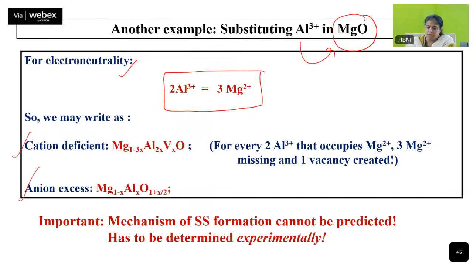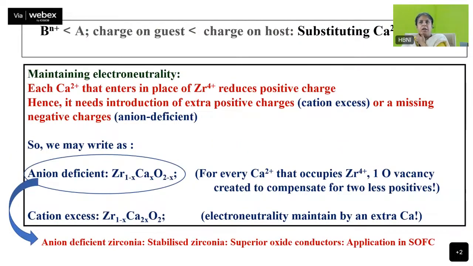anion excess. All right. Now the second thing, if the charge on the B is less than A. Till now we were talking about the charge of the guest, that is the incoming ion, being more. If it is less, for example, you are substituting calcium in ZrO2. Your Zr is 4+ and calcium is 2+. So every calcium that enters reduces the positive charge. That means you have to reduce the negative charge, make it anion deficient, or increase the positive charge, make it cation excess, right? It is very simple to write that.